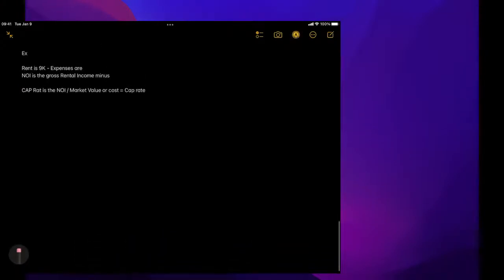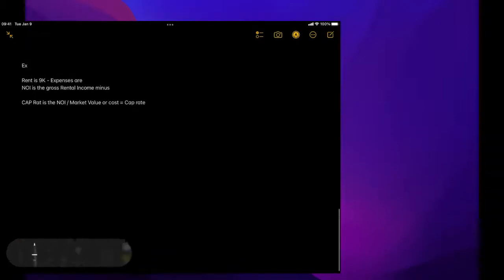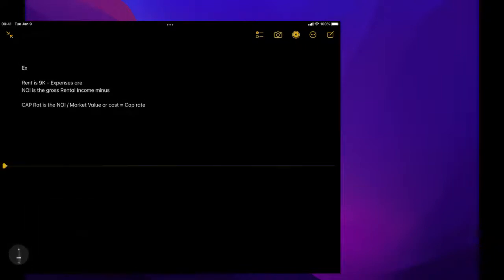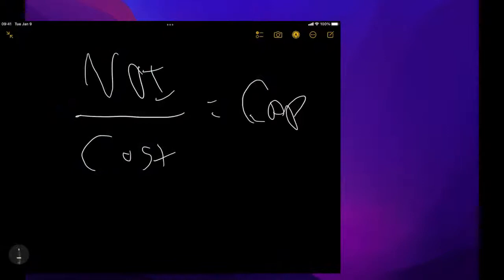Okay, so let's take this handy dandy pen. As you can see here, this is kind of what I'm talking about. NOI over cost equals cap rate. Okay, so a very rudimentary and simple way of saying it and showing it, but that's really basically the gist of what cap rate is. You've got the NOI, it sits over the cost, which equals the cap rate.